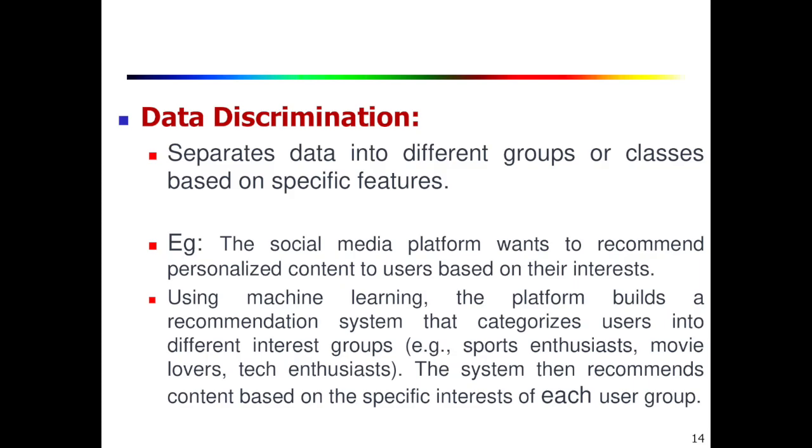Data discrimination means separating data into different groups or classes based on specific features. For example, the social media platform wants to recommend personalized content to users based on their interests. Using machine learning, the platform builds a recommendation system that categorizes users into different interest groups. The system then recommends content based on the specific interests of each user group, for example, sports enthusiasts, movie lovers, tech enthusiasts, like that.